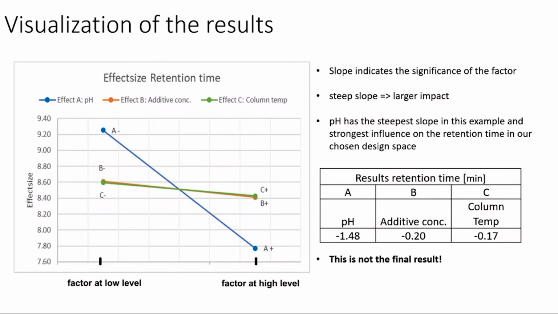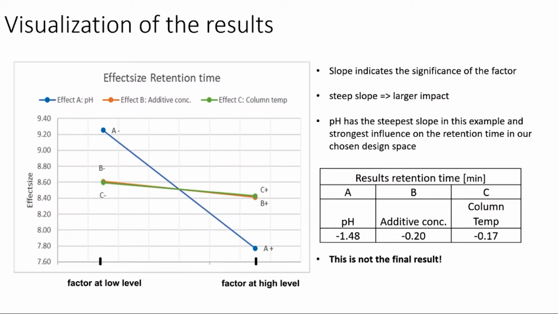And the result is going to be exactly the same. A steep slope is representative for a larger impact than not a steep slope. Now, we also have to consider that these numeric values are only valid in the region we have chosen. So this minus 1.48 is only valid in between plus minus 0.2 units of pH up and down, and the same applies for factor B and C.